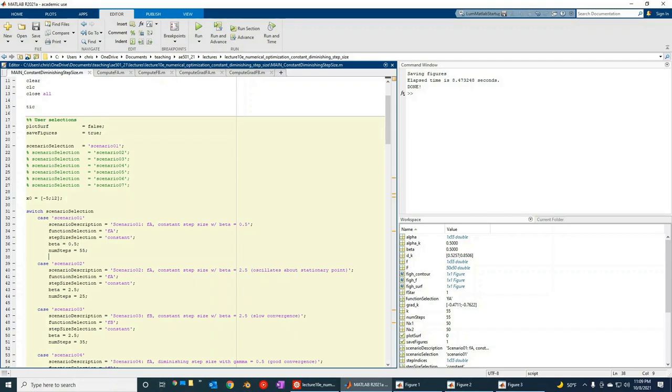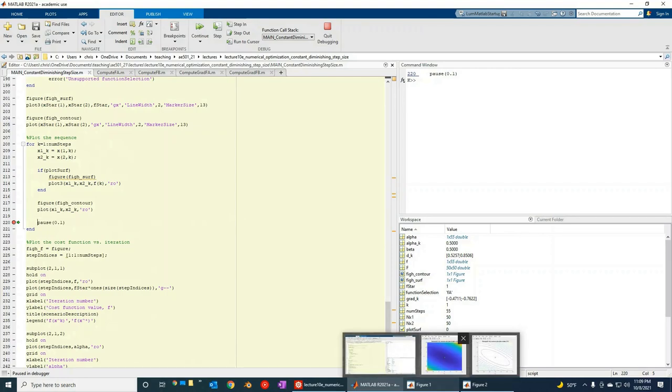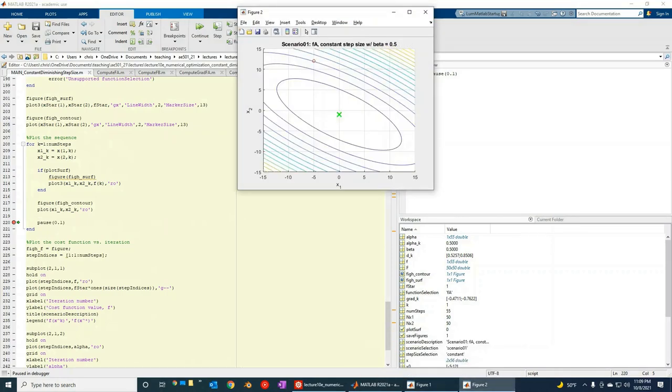So again, this code isn't too interesting other than it allows us to pick these different constants. So let's go ahead and run this. And in fact, I'm going to put in a little breakpoint here so we can examine what the situation looks like. And here we are.